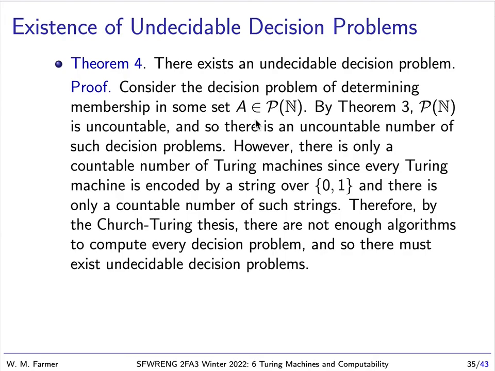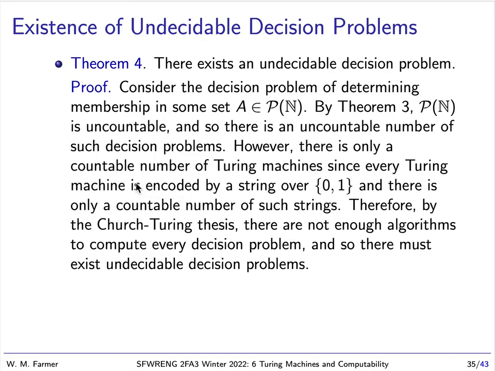So we have a set of natural numbers. We have some set of sets of natural numbers, and we know by theorem 3 the power set of N is uncountable, so there's going to be an uncountable number of decision problems. We're going to get a different decision problem for every one of these sets. So when we have one of the sets A, the decision problem is: is a natural number a member of this set A? So we have an uncountable number of such sets, so we have an uncountable number of decision problems.